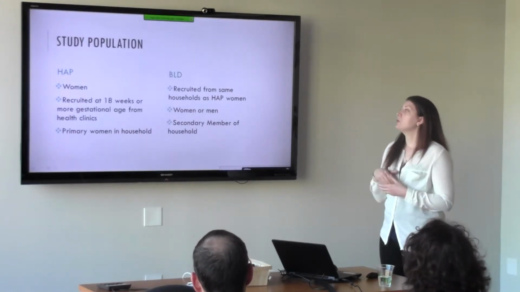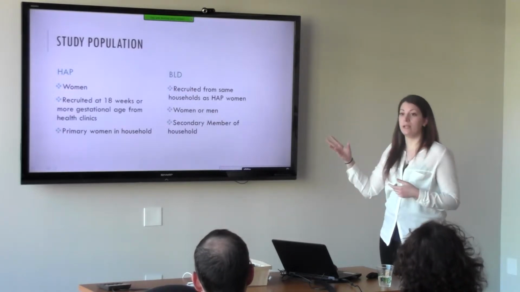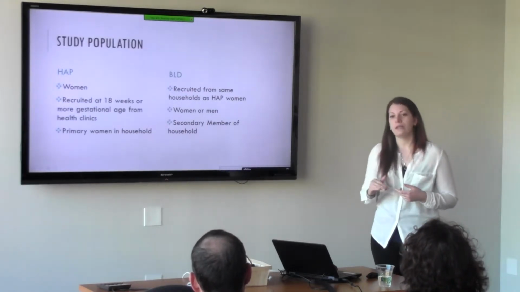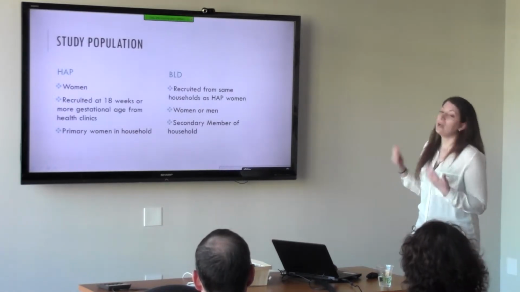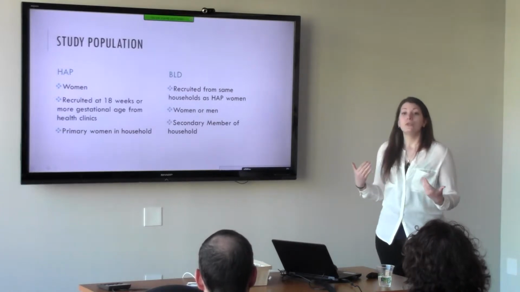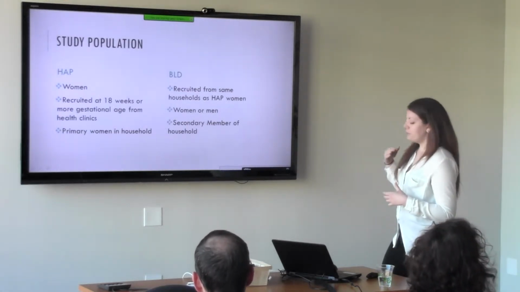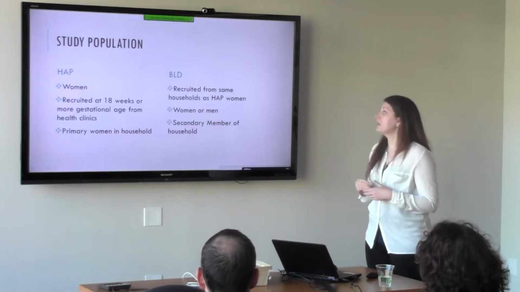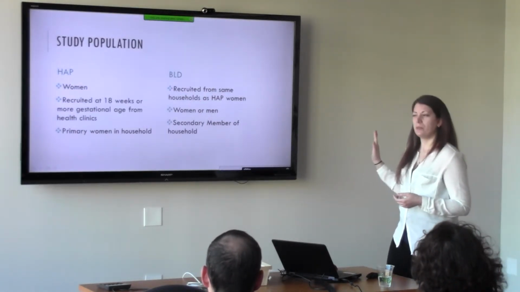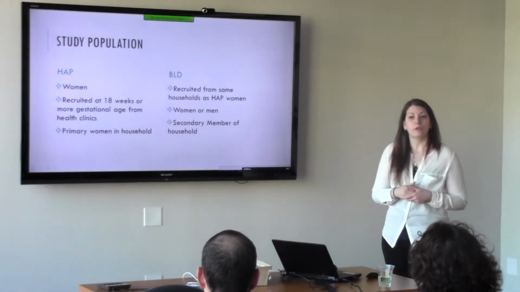After all of these women were enrolled, they went back and made the BLD study, which is nested within the HAP study. So these members were recruited from the same household as the HAP women. But they're not just women. It can be women or men. And they were, again, interviewed to make sure they were the secondary member of the household. So after all of this was done, the HAP data was a very large data set. The BLD not so much, because I believe they're still collecting. So when we merged, we ended up with about 33 household pairs.